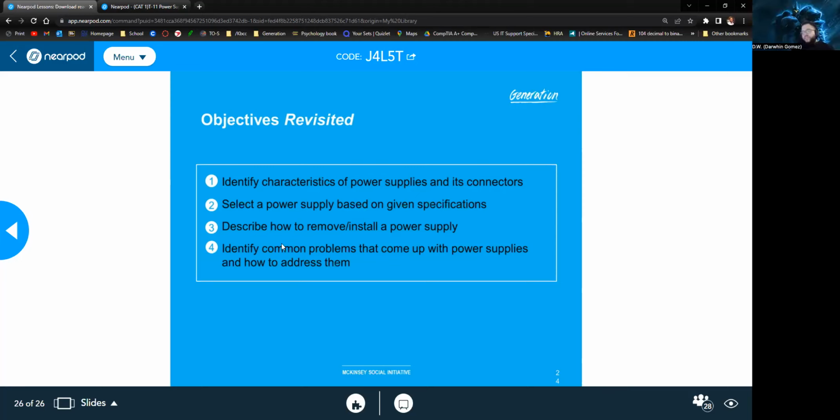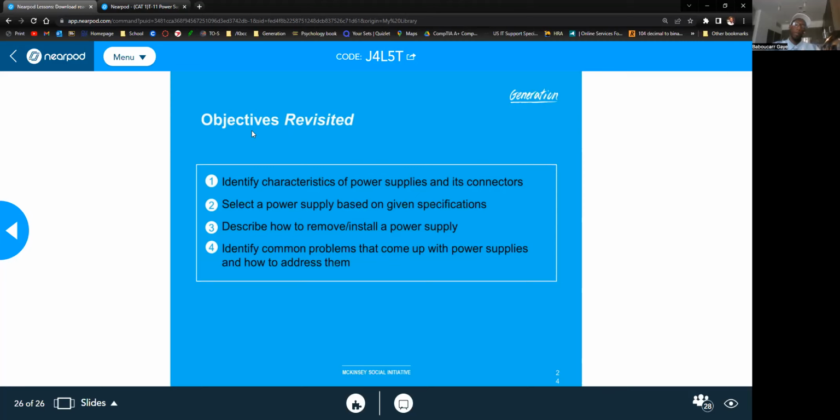Okay. The first step in removing a power supply is unscrewing it from the case. True or false? False. Right. What step is that? Is that the middle step, the last step, or the first step? Okay, it would be the last step. Yep, the last step.